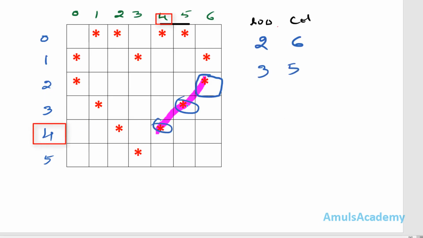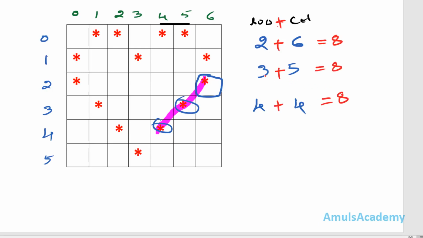This star is at row 4 and column 4. Next, to print these stars, I'll add the row and column values. If I add them, we can see 3 plus 5 is 8, 4 plus 4 is 8. So if I add row plus column value, it will give the same output, that is 8. To print these 3 stars, I'll write my condition like this: when row plus column is equal to 8, I want to print a star. So it will print these 3 stars.